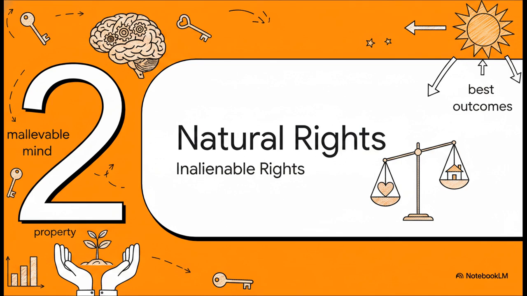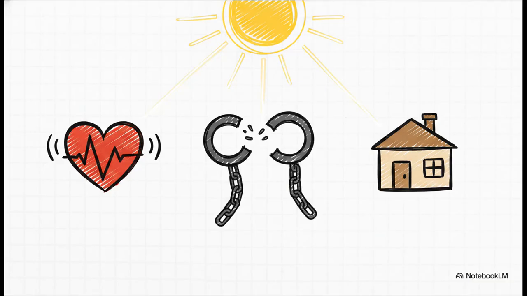Since we possess this free will and a totally malleable mind, we have to zoom out a bit. How do we apply our learned behavior to our fundamental individual rights to get the best outcomes for ourselves? Well, Locke based his entire political theory on the idea of 3 inalienable rights: the right to life, the right to liberty, and the right to property.